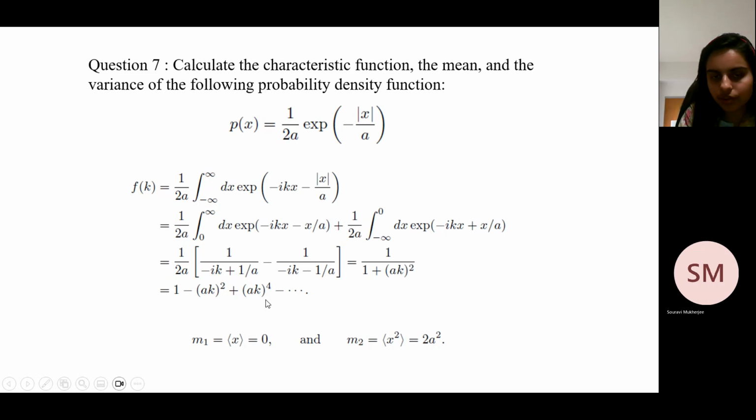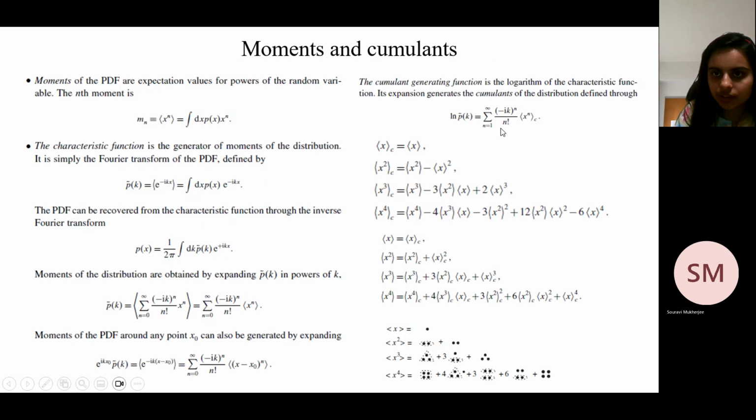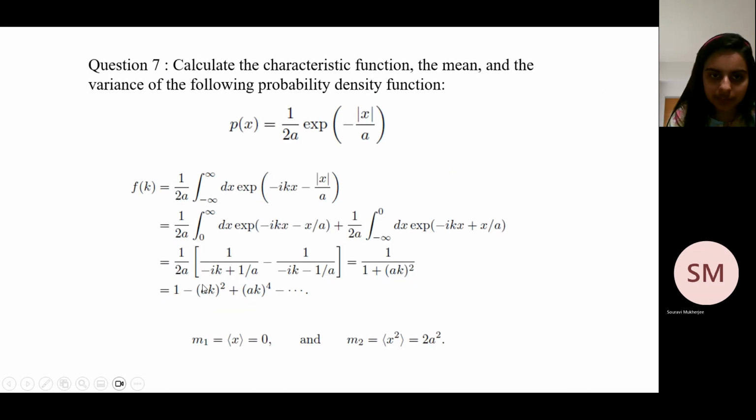So if this is your distribution, you can tell that m1, the first moment, is 0 because you don't have anything to the power k, right? And then m2, which is the coefficient of k square, is given as 2a square. So 2, because you have to look at this definition, right? You would have a 1 by 2 factorial, so that's why you have to multiply by 2.